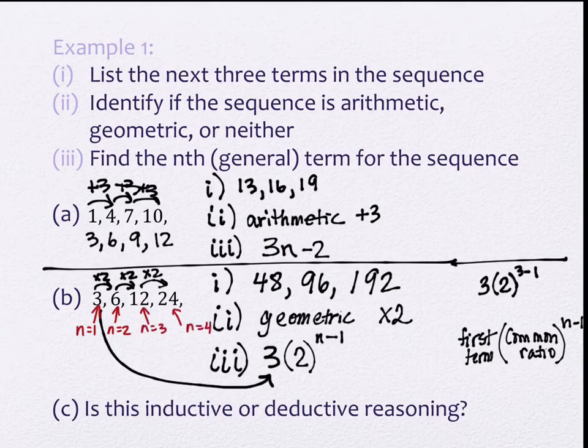So the benefit in having a formula perspective, a general term or an nth term, is that I can say, well, tell me what the 10th term is in the sequence, and you don't have to find terms 6 through 9 to do that. You can simply plug in the number 10 and find the 10th term in the sequence if you have it written that way. Okay?